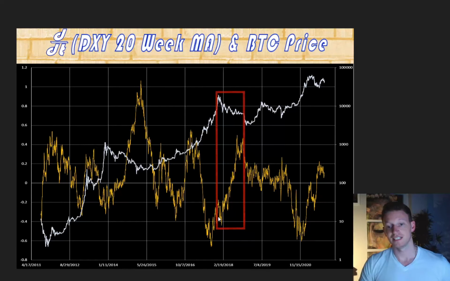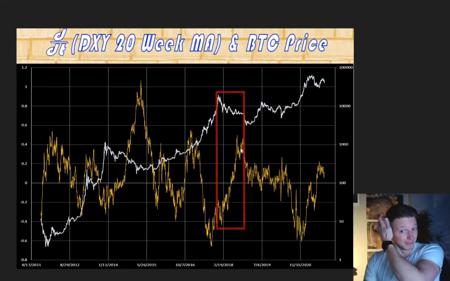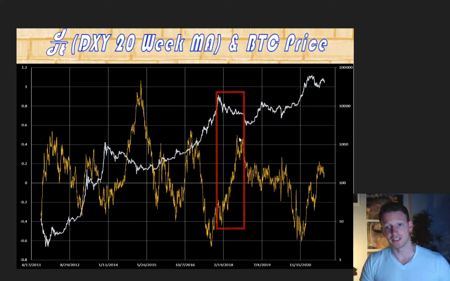So here, DXY has now reached its bottom and is coming up. Bitcoin then hits its peak just after DXY hits its bottom, and Bitcoin then begins to fall. And this is the kind of thing you can't see if you're not using the derivative. The derivative points this out perfectly. As the yellow is going up, Bitcoin is going down. The white line is going down. As the white line is going up, the yellow line is going down. But DXY is the controlling factor here.